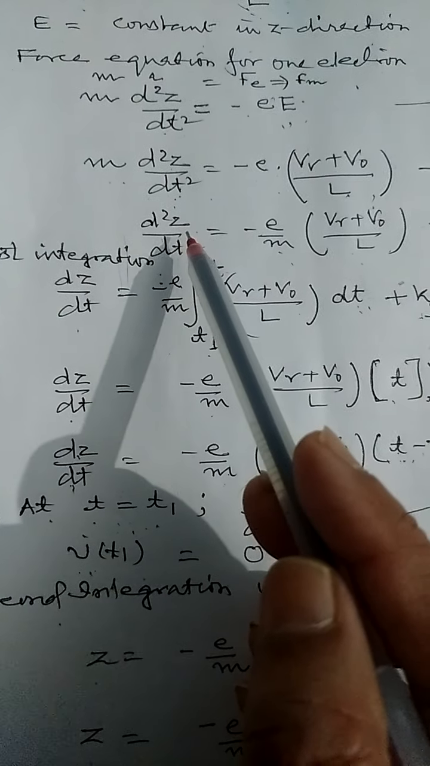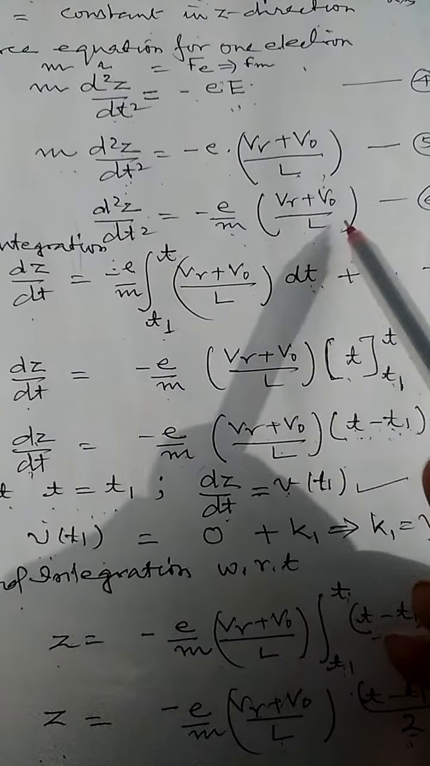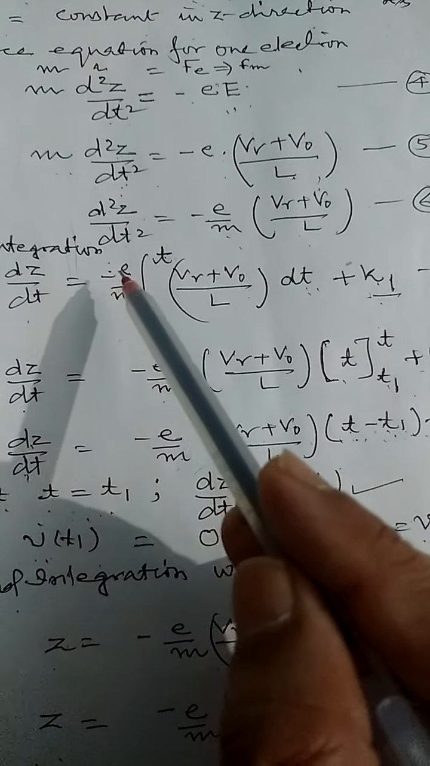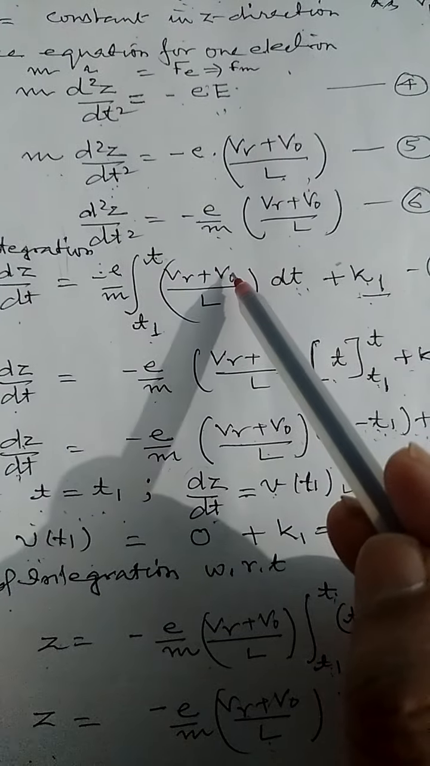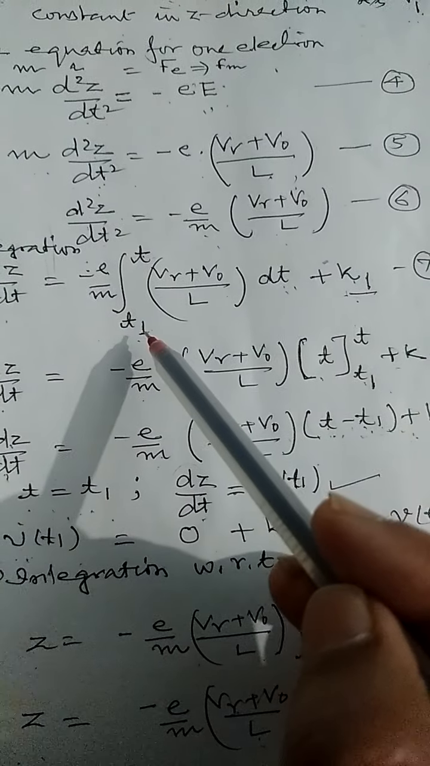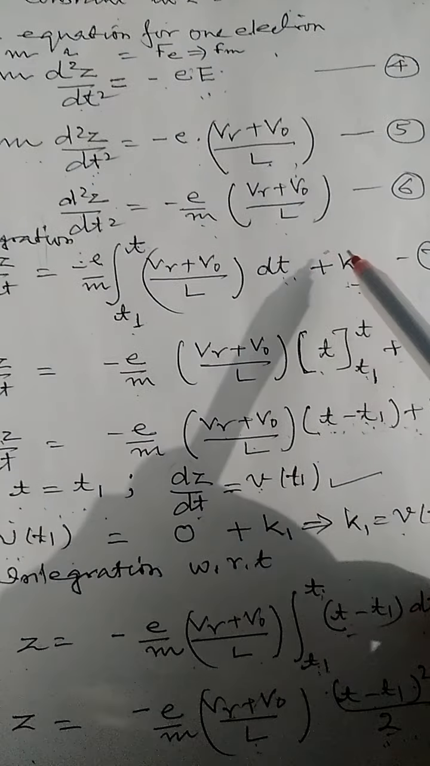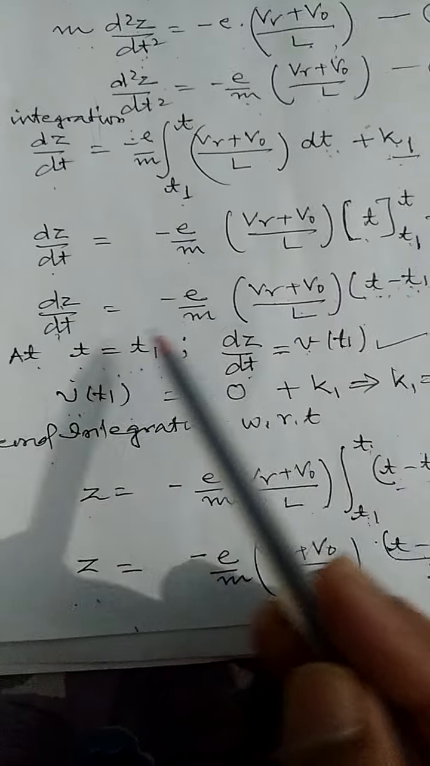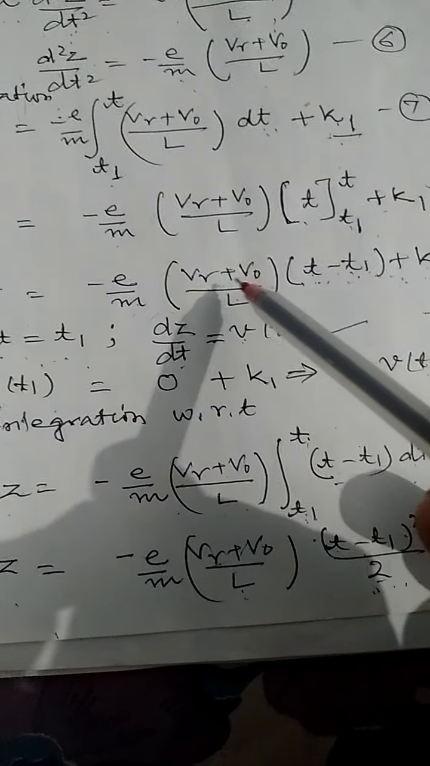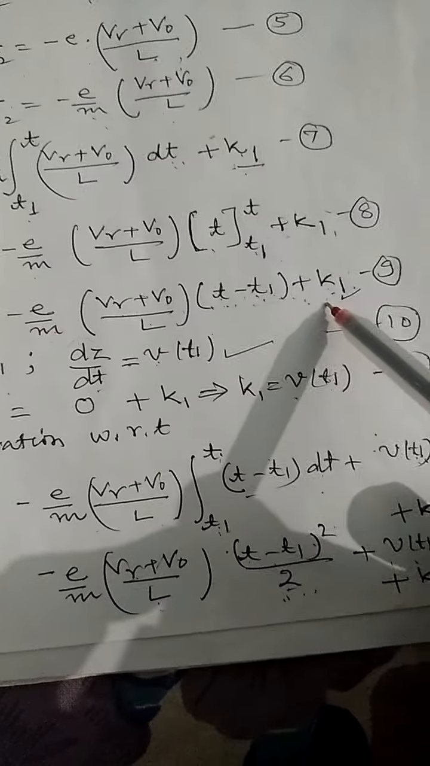This equation we integrate with reference to t. So this becomes dz by dt, and here also we integrate both the sides, that is minus e by m Vr plus V0 divided by L dt, integrated over the limit t1 to t, plus k1. K1 is the constant of integration. Then when we solve it, we get dz by dt is equal to minus e by m Vr plus V0 divided by L into t minus t1, plus k1.